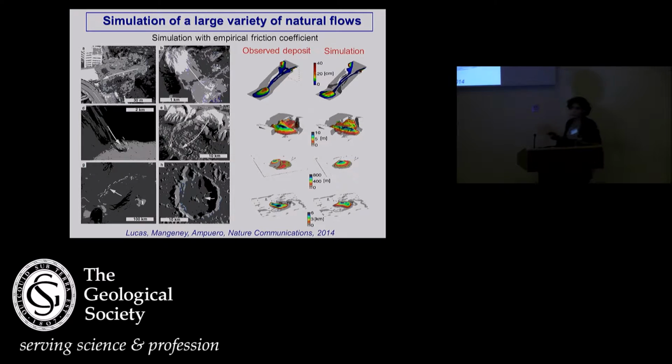We only used landslides for which we had a digital elevation model and an idea of the shape of the released mass. I remind you that we have only one parameter, which is the friction angle. We use it as an empirical parameter, and we tune the empirical friction in order to reproduce the runout distance or the area of the deposits.